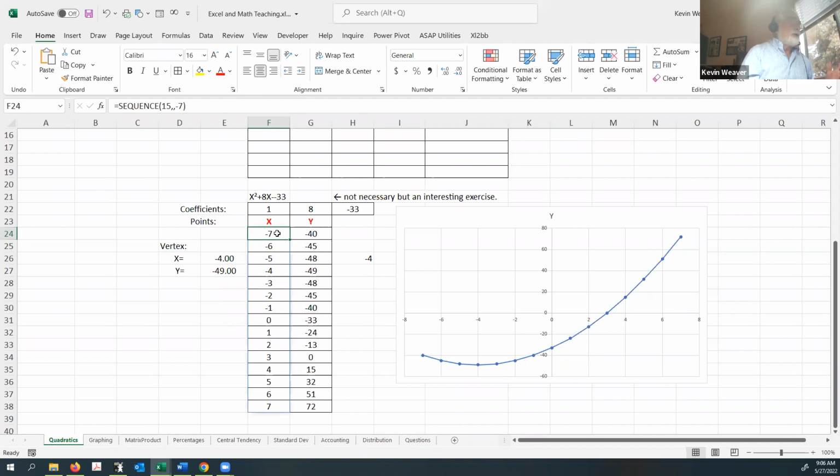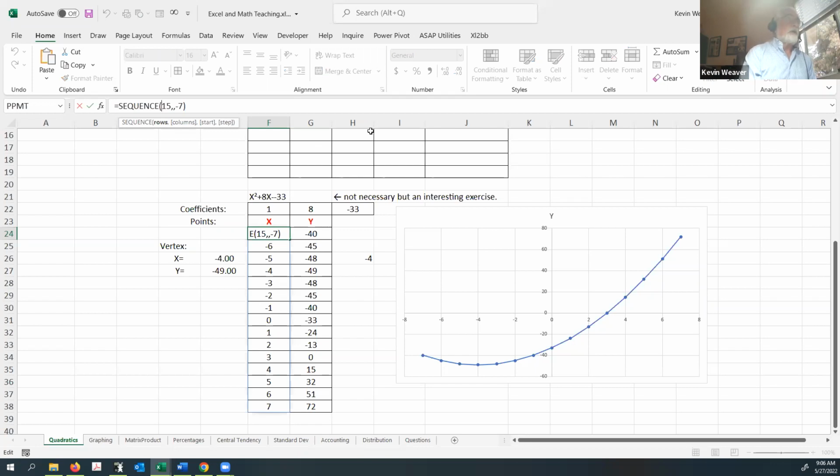In earlier versions, you could just type in -7, -6, -5, and select that and fill it down in the X coordinate column, and that would work. The sequence function in 365 is really souped up. And what it allows you to do, if I go up to the formula bar, you'll see the little tip.